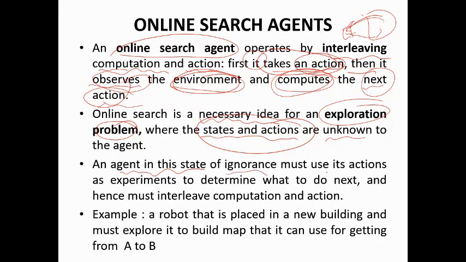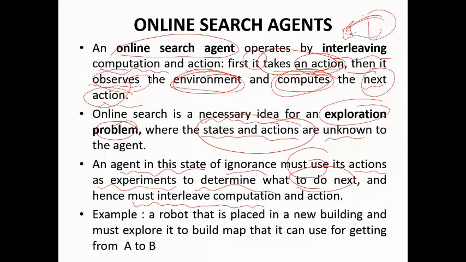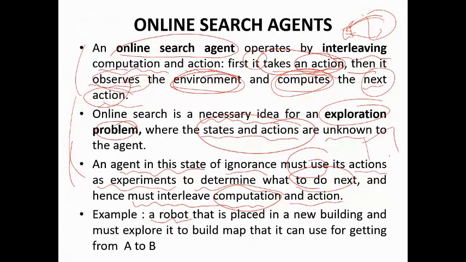An agent in this state of ignorance must use actions as experiments, number one, to find out what to do next. Number two, thereafter it must interleave, meaning it will do computation and do action together. An example is a hovering robot, or maybe a wandering robot. It wants to find out the locations, each and every location on the floor.